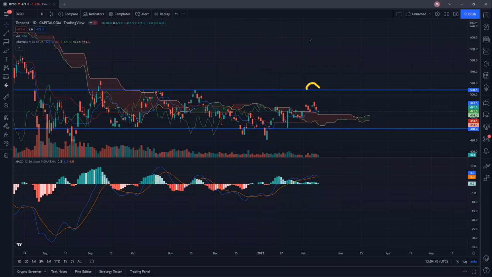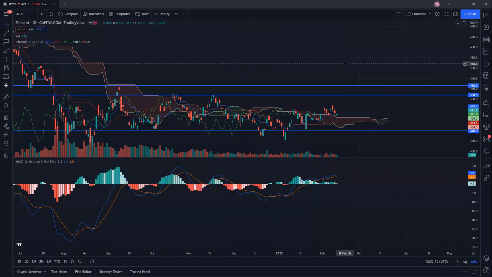But in the event that we clear this 508 convincingly with huge and healthy volumes, then the next resistance I'm looking at is actually about 520, as there was a previous high here. So I do expect some resistance at about 524 and about 525. This is a very critical level here. But that being said, since the stock is moving sideways, I don't expect much excitement. And yep, that's really just about it for Tencent.